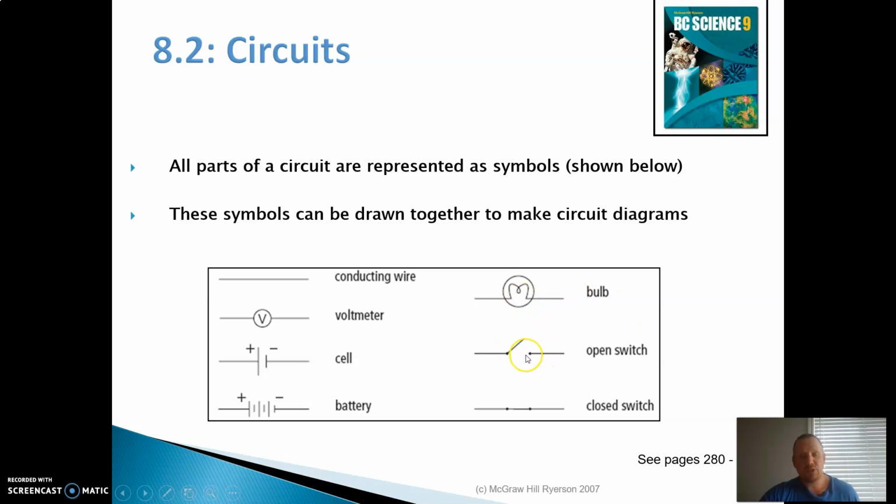There's two dots when the switch is open, so when the circuit is off, because it's not connected, the switch is open like this, and when the switch is on, it's closed, so the full circuit is connected.